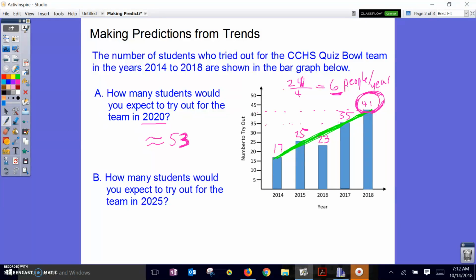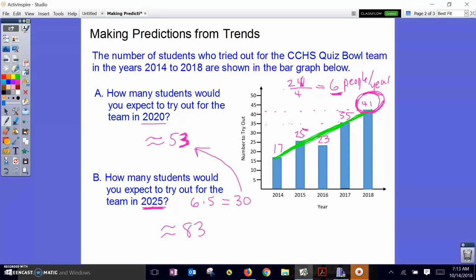How many students would we expect to try out in 2025? Well, another 5 years will have elapsed. If we gain another 6 people per year over those 5 years, so I'm going to take 6 times 5, and that's 30. So we're going to expect 30 more people than we had in part A here. So let's say that we're going to predict about 83 tryout.